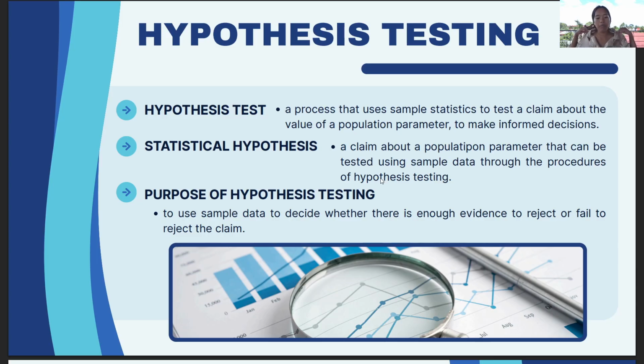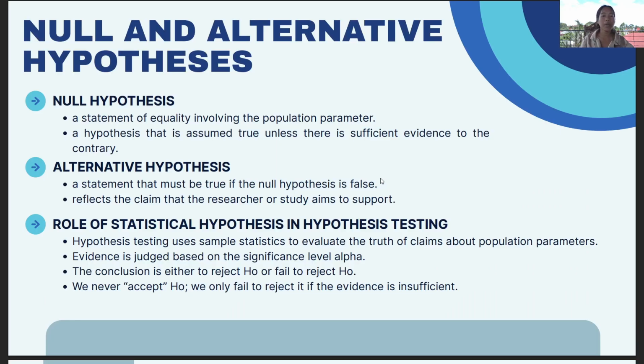Why in research do we do this hypothesis testing? Because we use sample data to decide whether there is enough evidence to reject or fail to reject the claim. So we have two types of hypothesis: the null and the alternative. The null hypothesis is a statement of equality involving the population parameter, and a hypothesis that is assumed true unless there is sufficient evidence to the contrary. So if there is no sufficient evidence, then the null hypothesis is not proven.